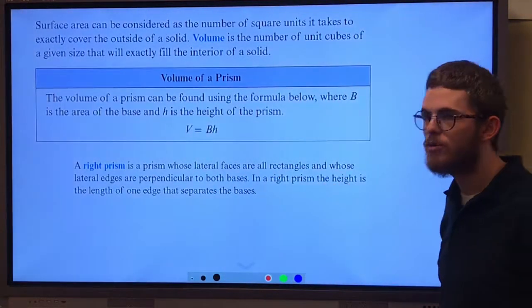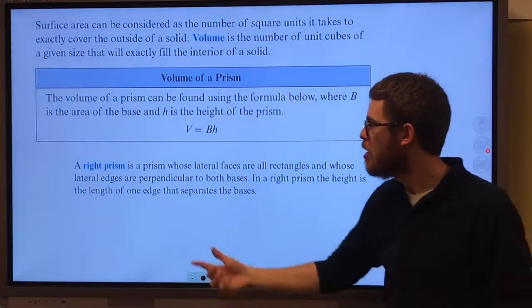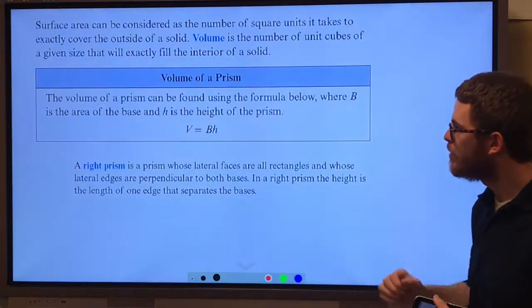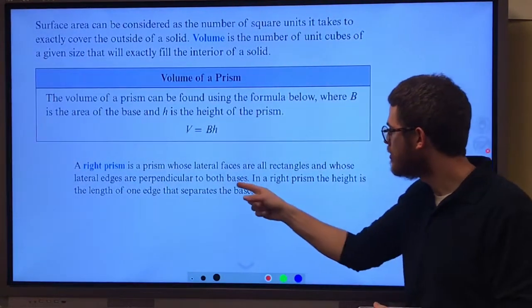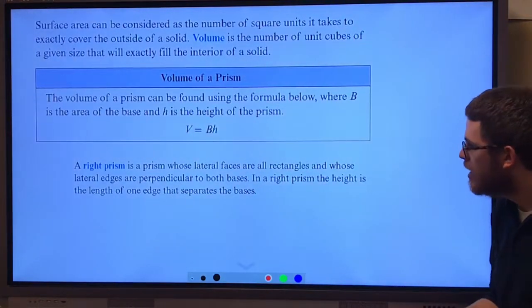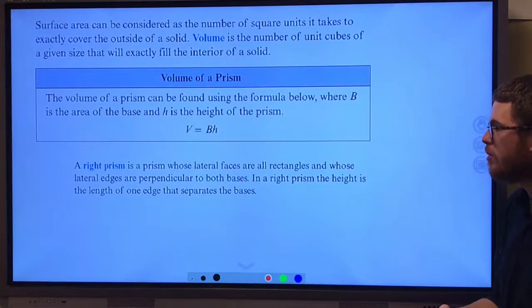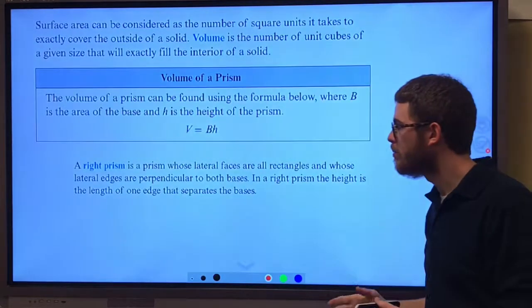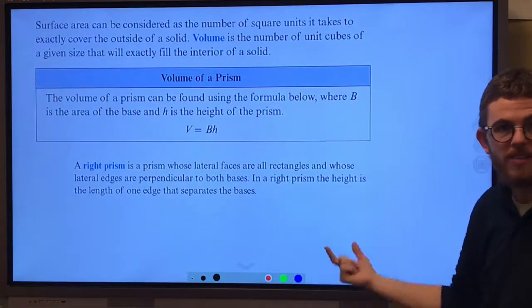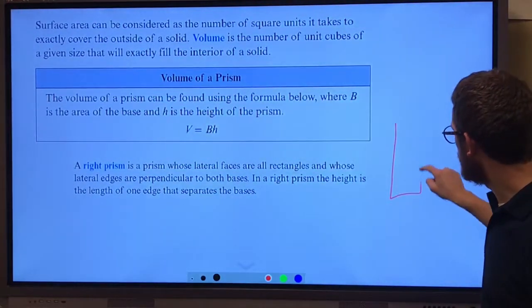And we are going to look at two types of prisms here. One is called a right prism. A right prism is a prism whose lateral faces are all rectangles and whose lateral edges are perpendicular to the bases. Right prism is nice because it's easy to find the height. Think about right prism.